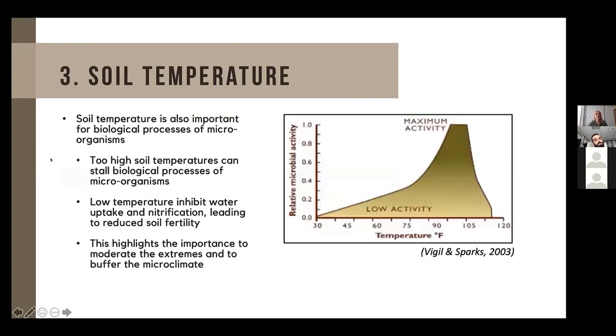Soil temperature is also very important for the biological processes of microorganisms. And again, this figure shows that too high soil temperatures can stall the biological processes of microorganisms, but too low temperatures also inhibit water uptake and nitrification, and that then leads to reduced soil fertility. So again, this really highlights the importance of moderating the extremes and buffering the microclimates.